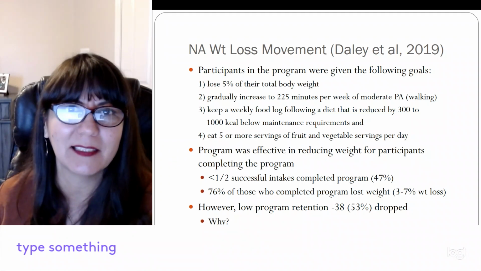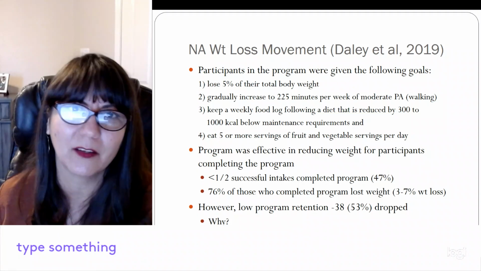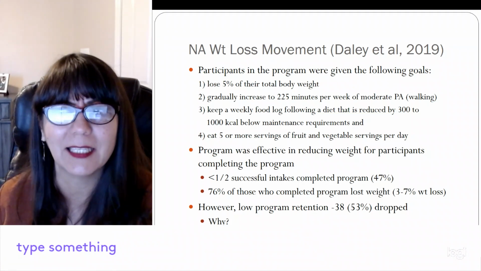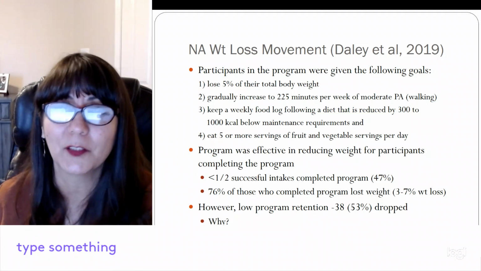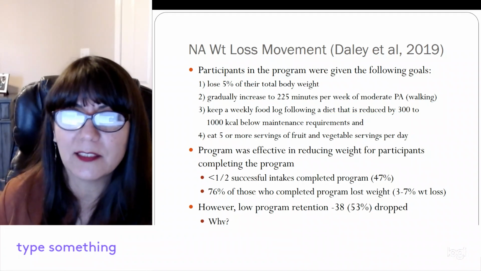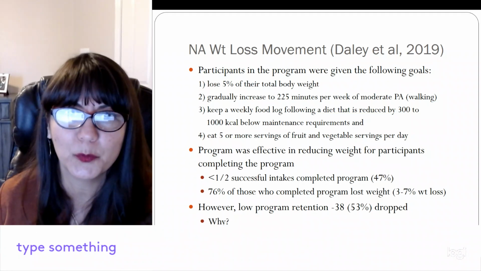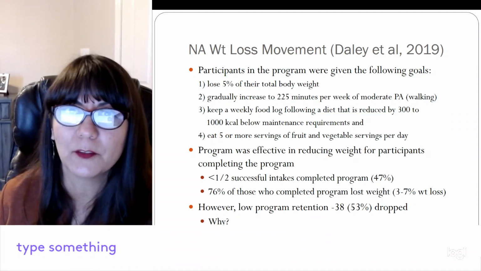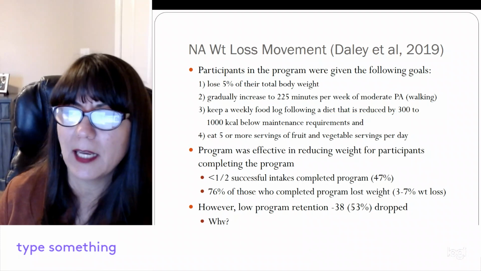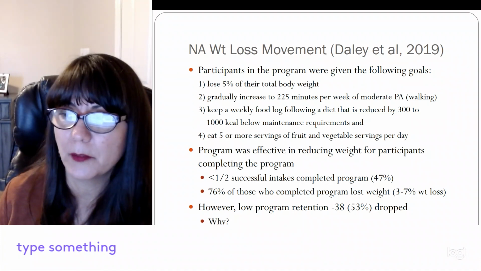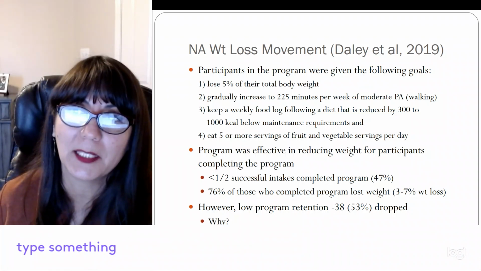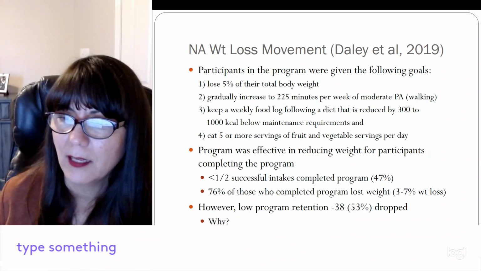And so what was it about this program that was not working for a good chunk of the participants, right? Perhaps they needed to continue culturally adapting this program. But those who did stay in, about 76% did manage to lose weight, somewhere between 3 to 7%. I think the majority of those were reported to having lost 3% of their body weight. So they were well underway to meeting that 5% weight loss.